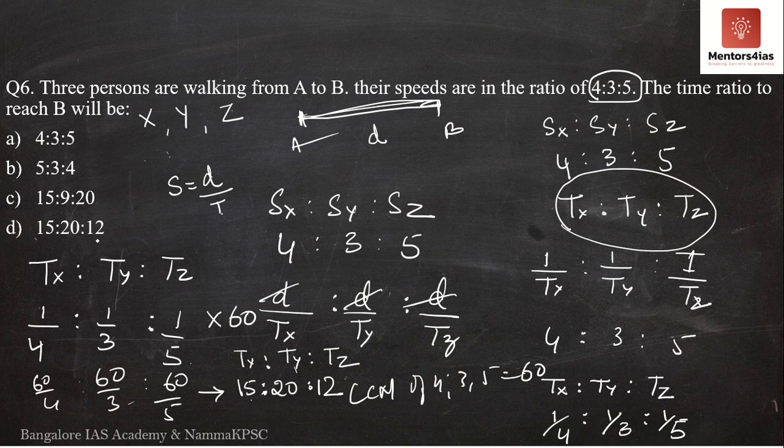Therefore, tx is to ty is to tz is nothing but 15 is to 20 is to 12. Therefore, the correct option is option D. The correct answer is 15 is to 20 is to 12.